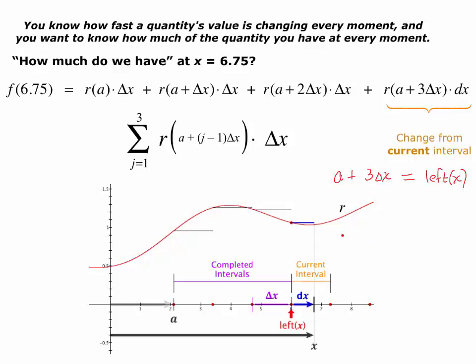So let's write that out. So what is left x? Left x is essentially a plus what? The number of completed intervals.